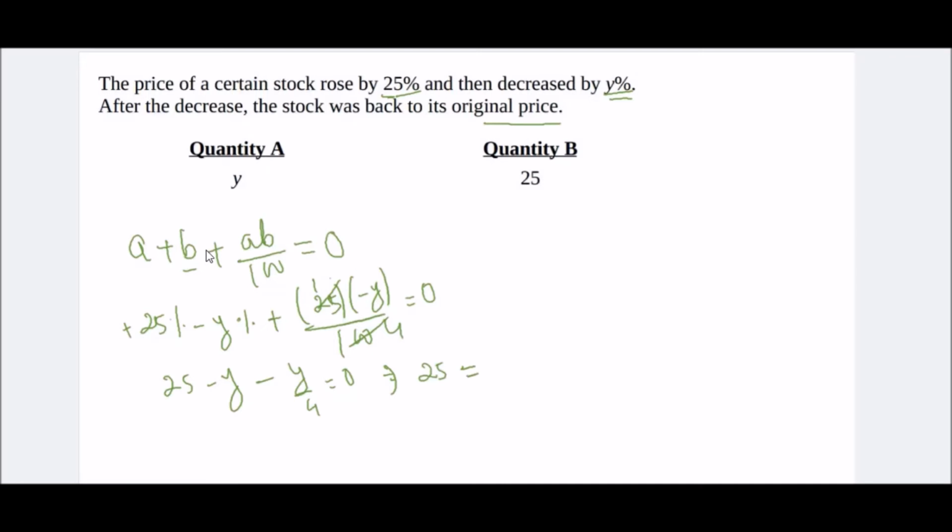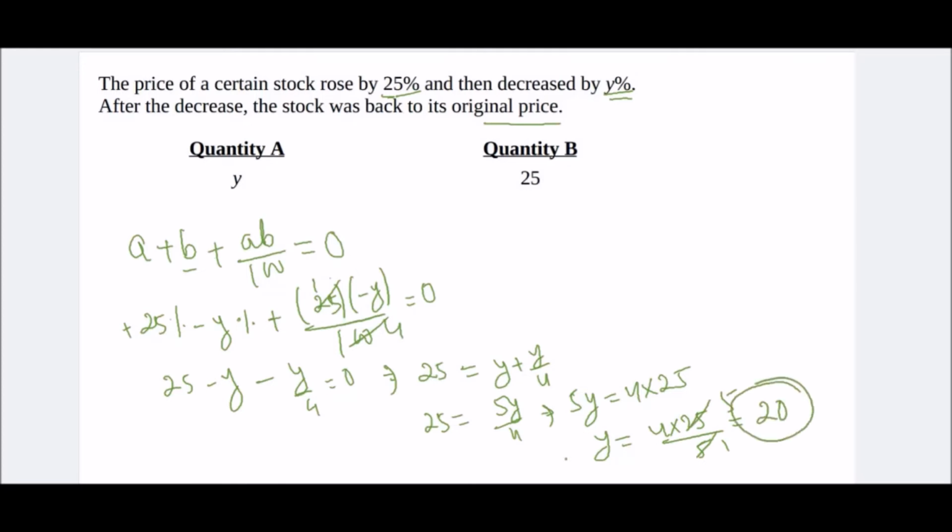Implies 25 is equal to y plus y by 4. 25 is equal to 5y by 4, which implies 5y is equal to 4 into 25, that will become y is equal to 4 into 25 by 5. The answer will be 5 4 is 20. So y is 20% and quantity B is given as 25. So B is greater and the answer will be option B.